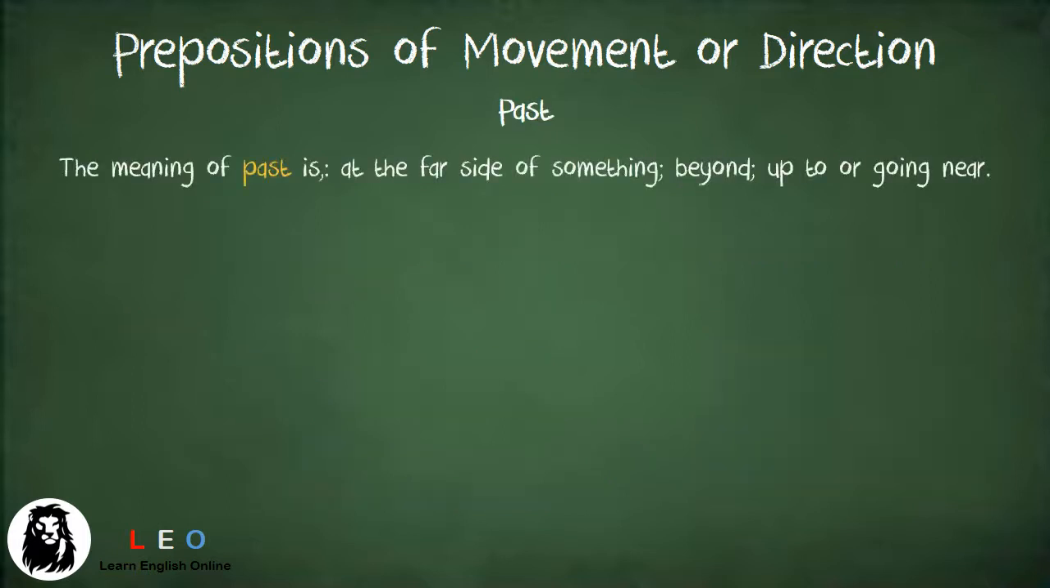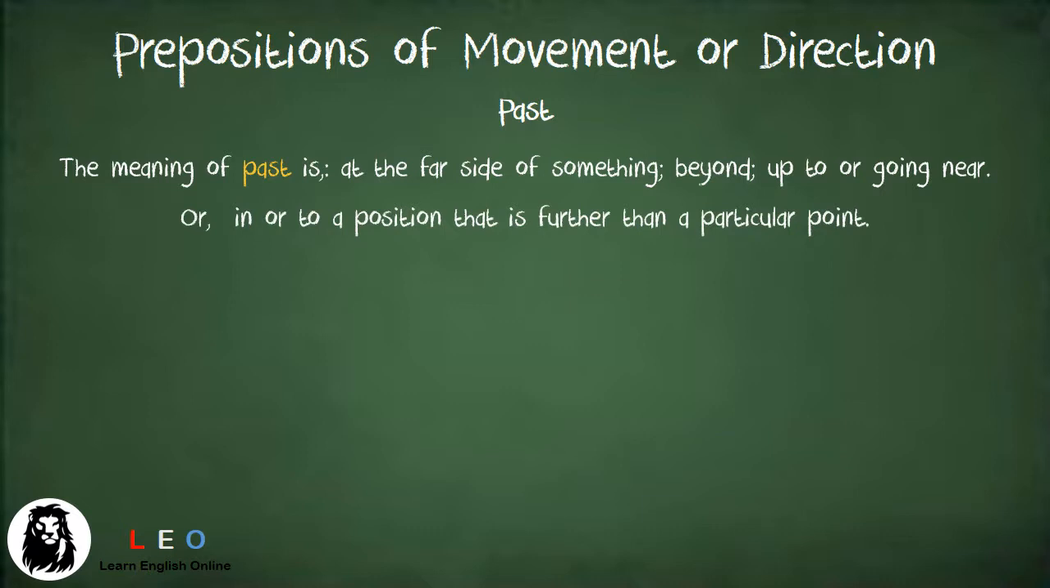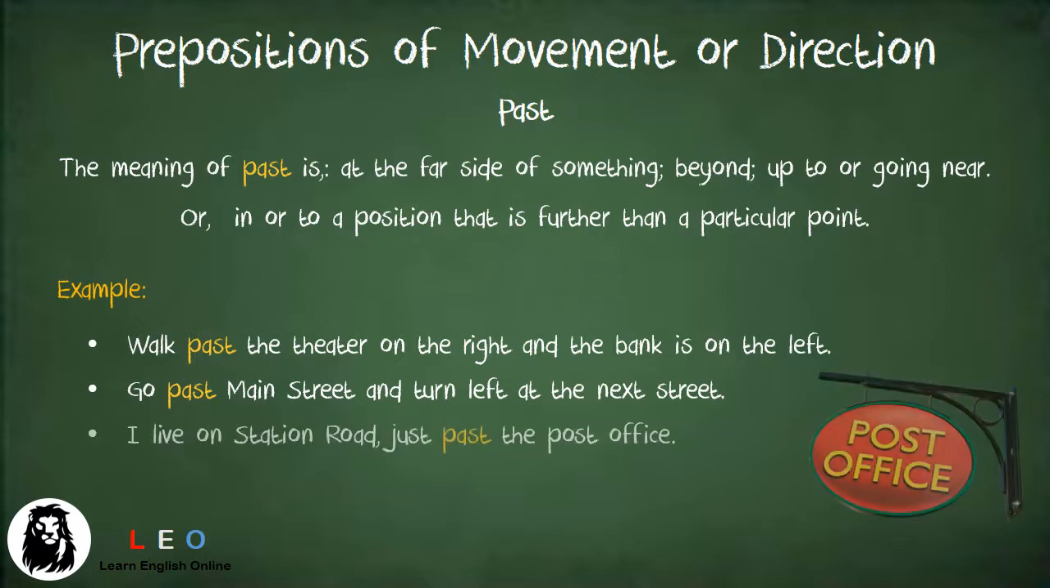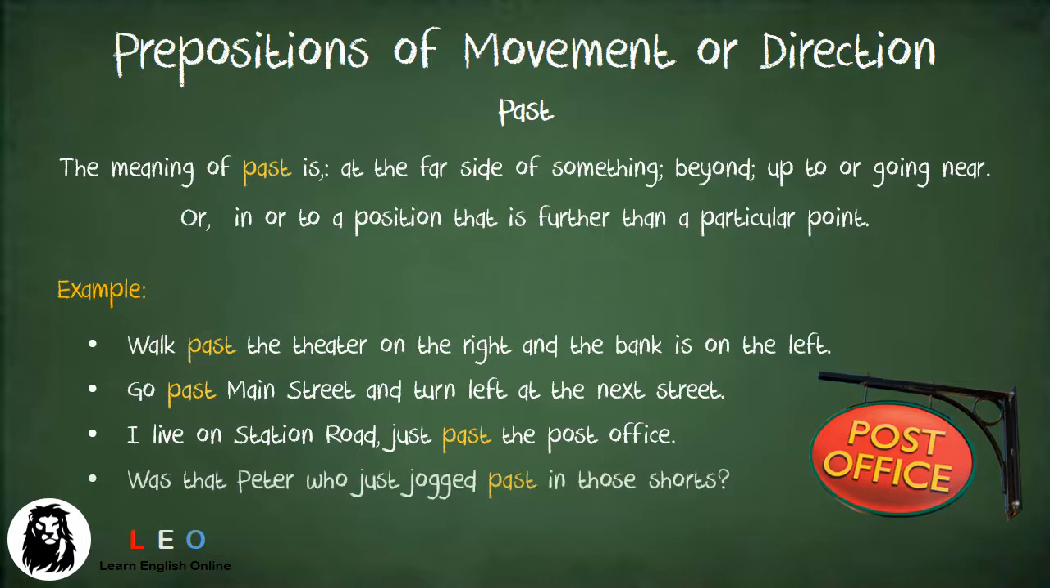Past. The meaning of past is at the far side of something, beyond, up to or going near, or in or to a position that is further than a particular point. For example, walk past the theater on the right and the bank is on the left. Go past Main Street and turn left at the next street. Up on Station Road, just past the post office. Was that Peter who just jogged past in those shorts?